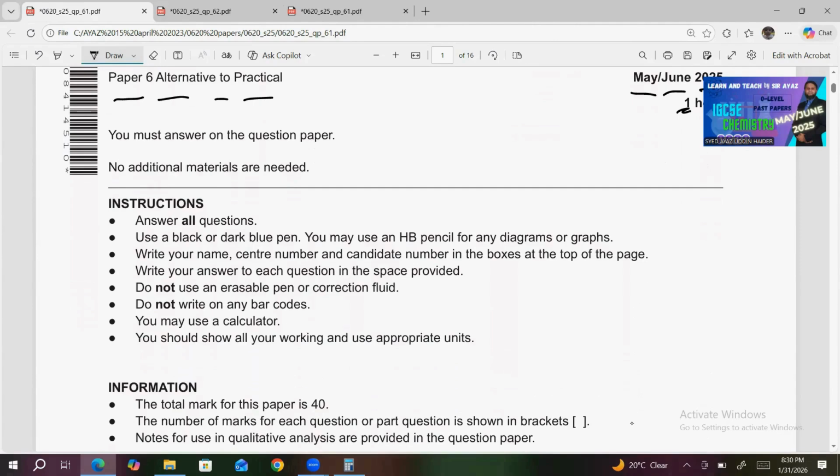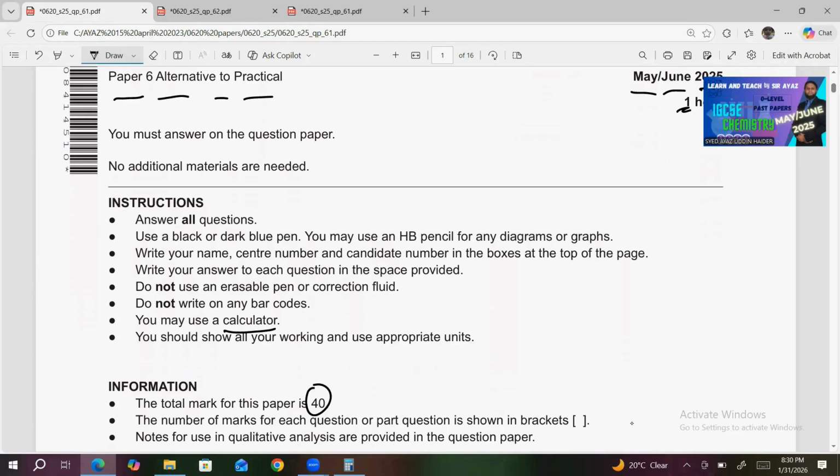You can use black or dark blue pen. Do not use an erasable pen or correction fluid. Do not write on any barcodes. You may use a calculator. You should show all your working and use appropriate units. The total mark for this paper is 40.